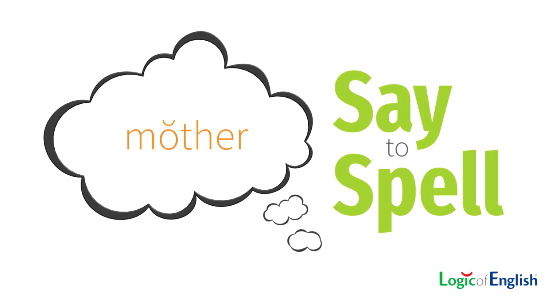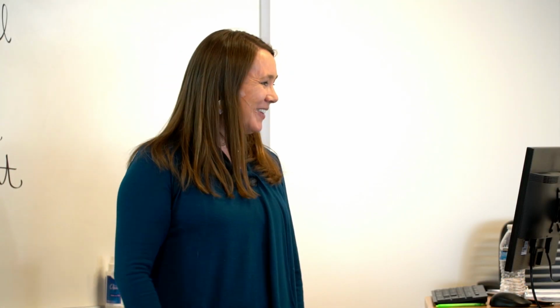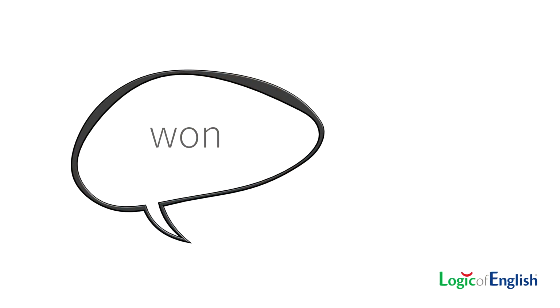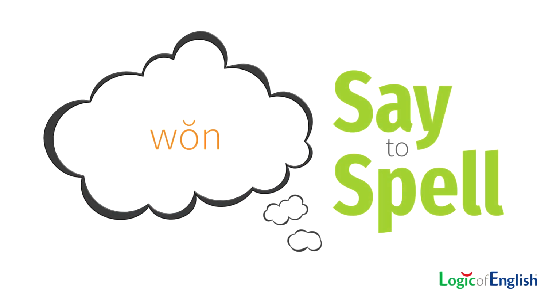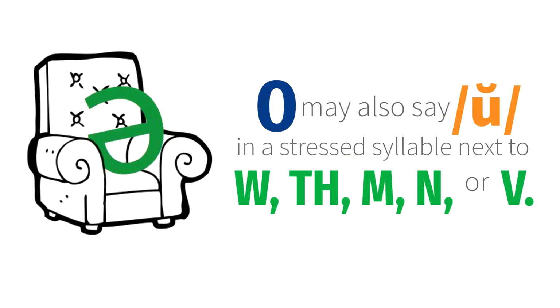And with little kids, I often have a lot of fun. Mother, and you can develop this kind of attitude with it that's fun. What will you say to spell here? Won. So the rule again is O may also say uh in a stressed syllable next to a W, TH, MN, or V. And we often refer to this again as the lazy O.